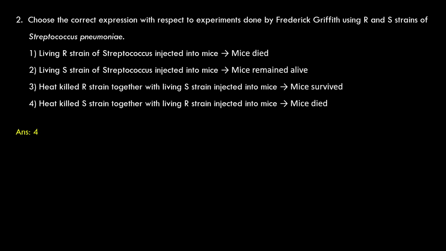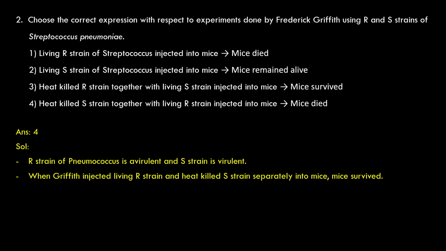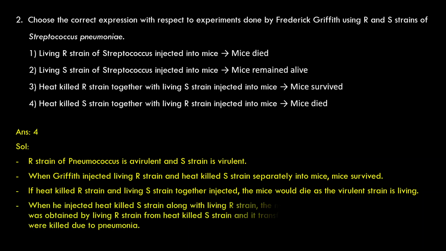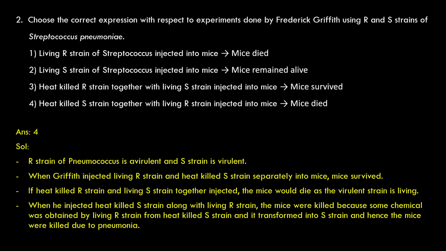Let us see the answer. Fourth one. R strain of pneumococcus is avirulent and S strain is virulent. When Griffith injected living R strain and heat killed S strain separately into mice, mice survived. If heat killed R strain and living S strain were injected together, the mice would die as the virulent strain is living. When he injected heat killed S strain along with the living R strain, the mice were killed because some chemical was obtained by the living R strain from the heat killed S strain and it transformed into S strain, and hence the mice were killed due to pneumonia.